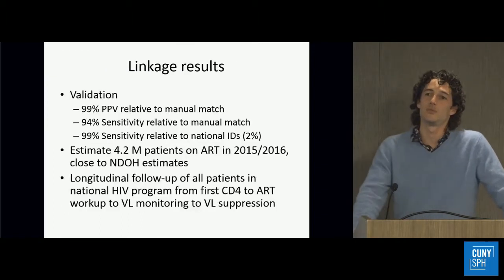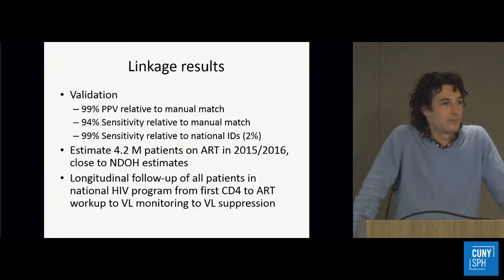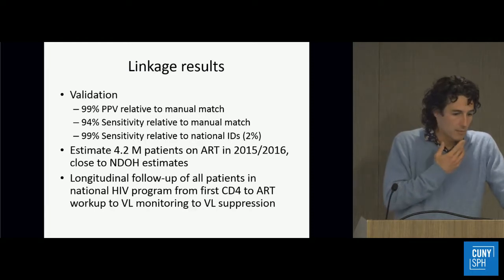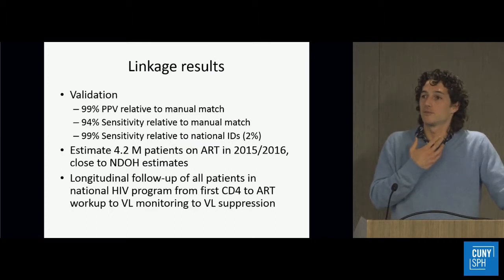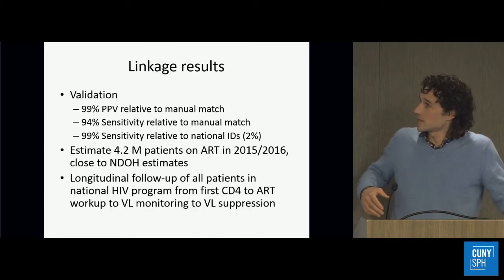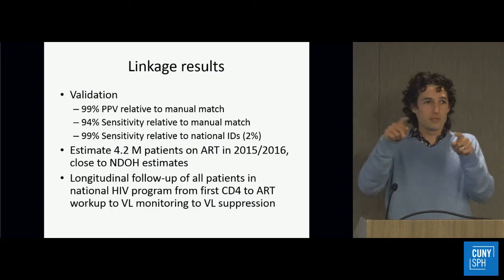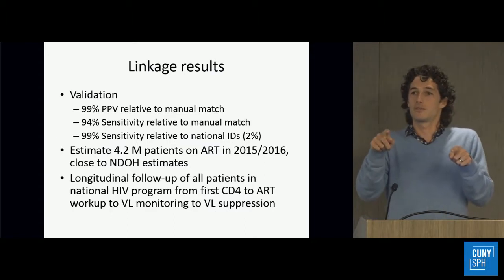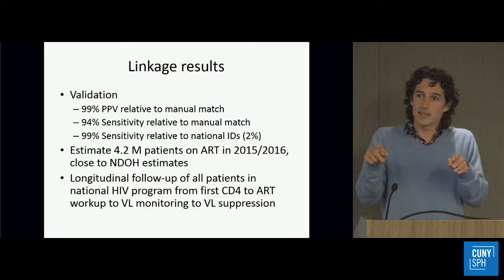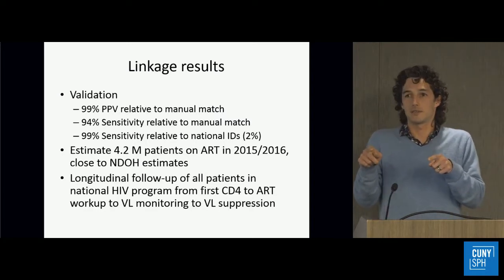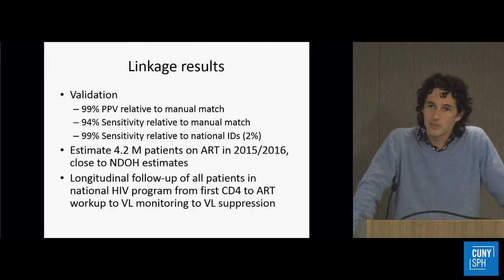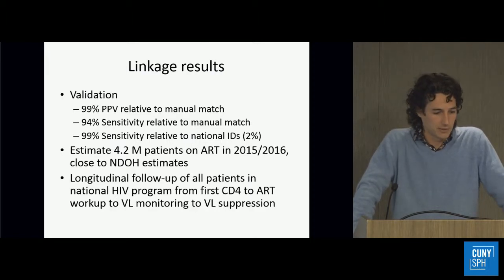We validated this relative to a manually matched gold standard of about 60,000 candidate match lab results. The linkage attained 99% positive predictive value relative to the manual match and 94% sensitivity relative to the manual match. So this means that if we observe that two specimens are linked together, then there's a 99% chance that that's true. And if a patient has two specimens, then we identify that link in 94% of the cases. We also, for a small share of the population for which we observe national ID numbers, have very high sensitivity relative to those national ID numbers.